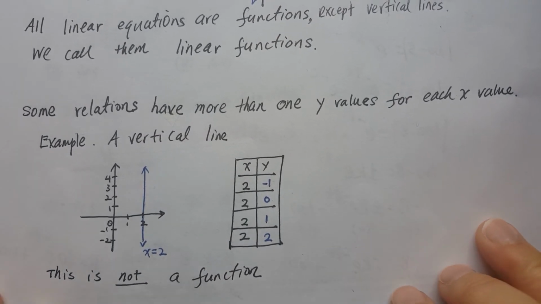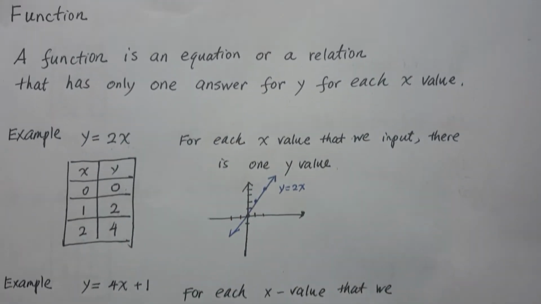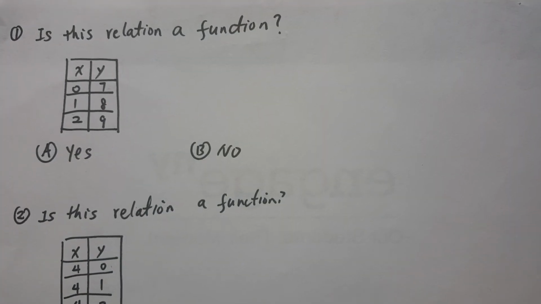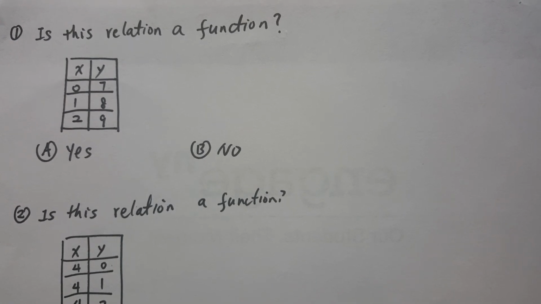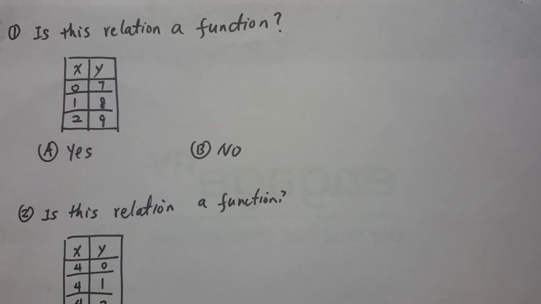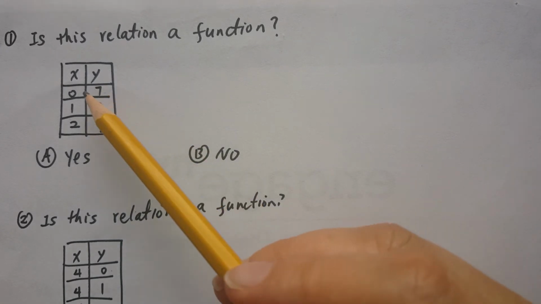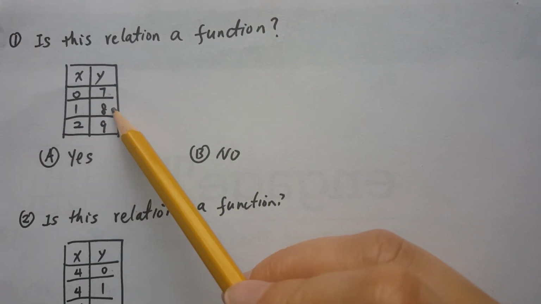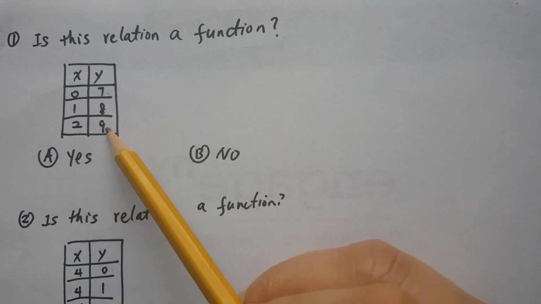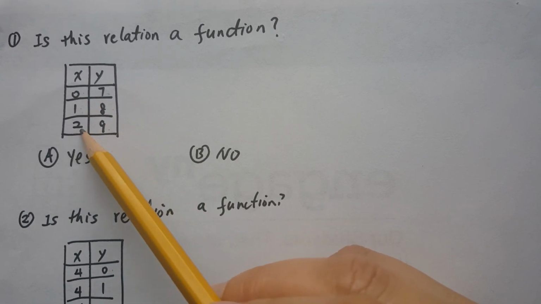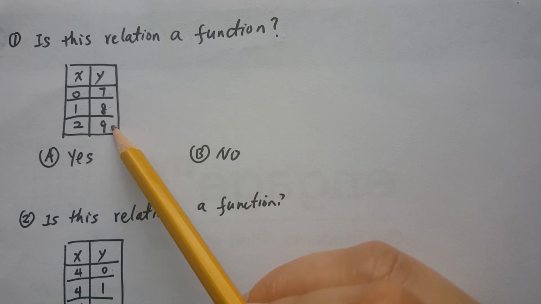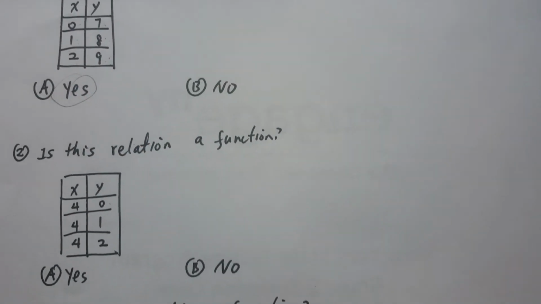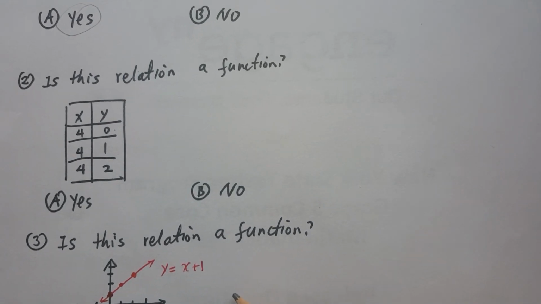Now I'm going to ask you to take a look at the next part. Number 1, multiple choice. Is this relation a function? So let's take a look at this table. When x equals 0, y is 7. When x equals 1, y is 8. When x equals 2, y is 9. For each x value, only one matching y value. So therefore, it is a function. The answer is yes.